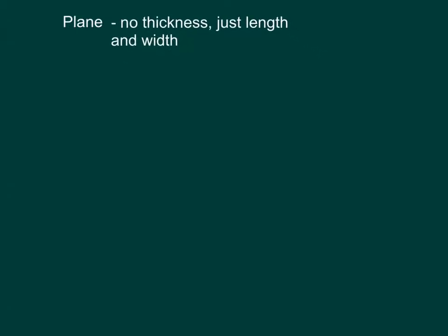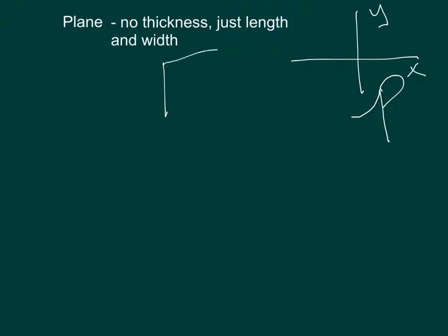Plane is up next. Had to adjust my chalkboard here as we didn't have enough room on the previous page. So plane, no thickness, just length and width, would be the definition. Another way you can think of this is if you had a coordinate axis, y, x, that would be two-dimensional, and we say a plane exists in 2 dimensions. And it would be represented by a cursive letter. My cursive isn't great, but cursive letter P. So if we simply drew a piece of paper, and we labeled that P, that would be referred to as plane P.